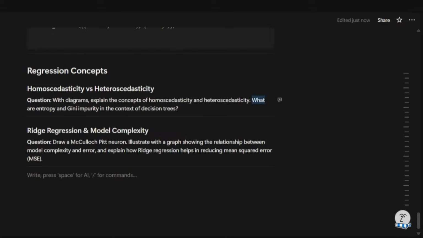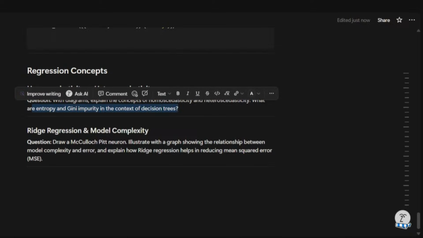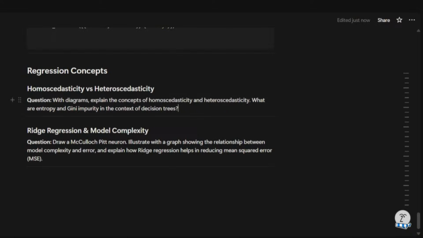And I think that's it. Wait, okay, you also need to write the definitions for entropy and Gini impurity in the context of decision trees. Just mention them as they are in your PPTs and you will be done.